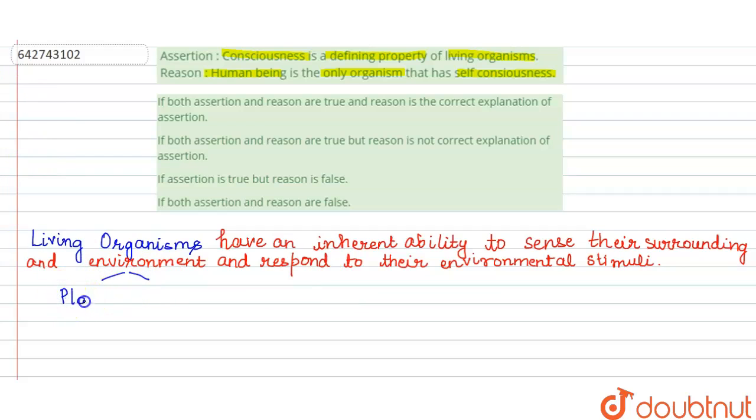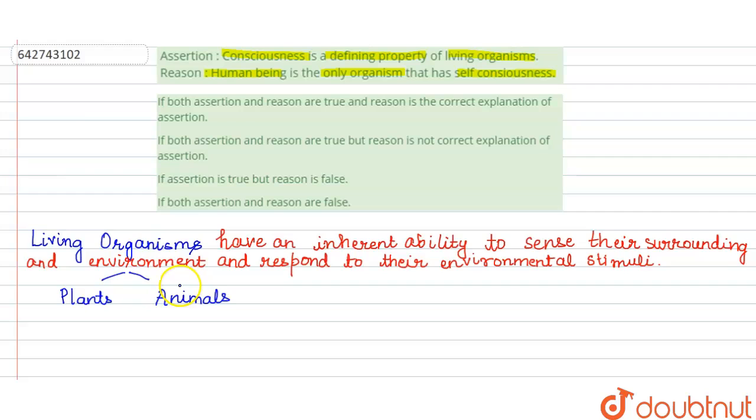So among the living organisms we have two of them. First is plants and second is animals, right? Living organisms are different from non-living ones by this property only, that is consciousness. The property that defines living organisms and differentiates them from the non-living ones is consciousness: all living organisms have an inherent ability to sense their surroundings and respond accordingly.